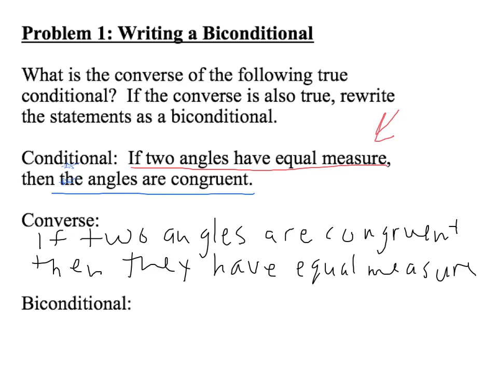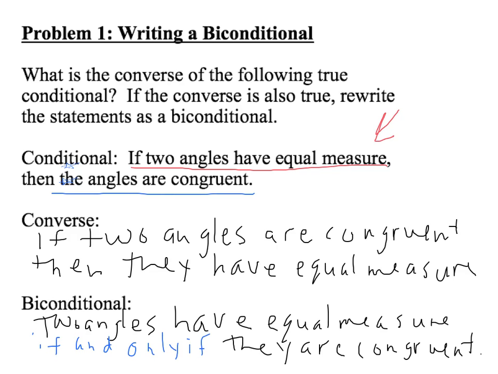You want to look back at your conditional statement to write that. So I could say two angles have equal measure if and only if the angles are congruent. So again, two angles have equal measure if and only if they are congruent.